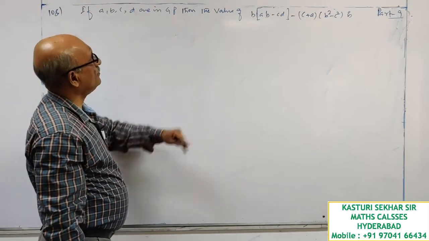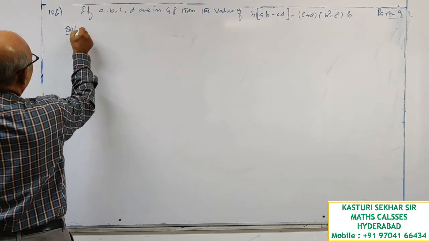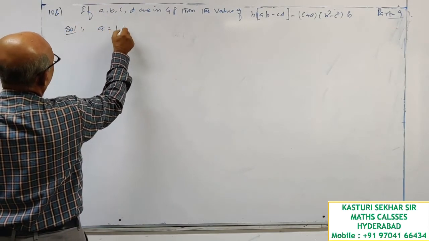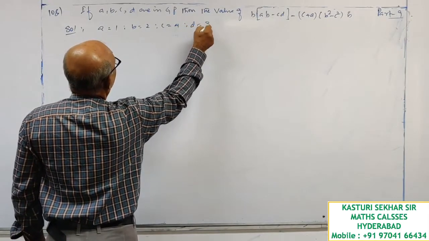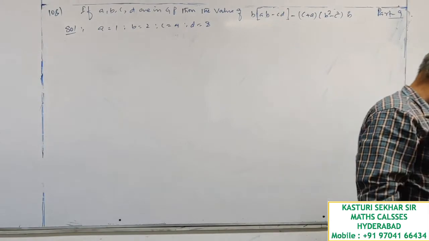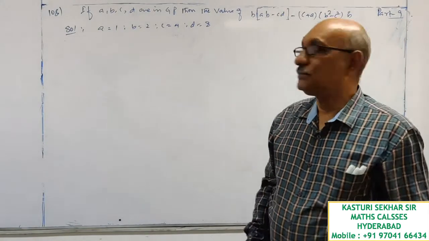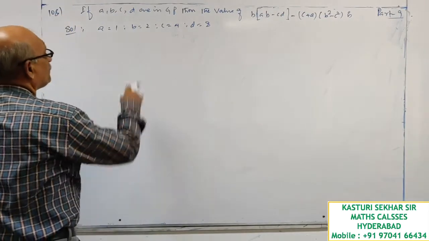Now look at this. Again I'll assign values to a, b, c, d: a is 1, b is 2, c is 4, d is 8. It is in geometric progression. 1, 2, 4, 8. These four numbers are in GP.